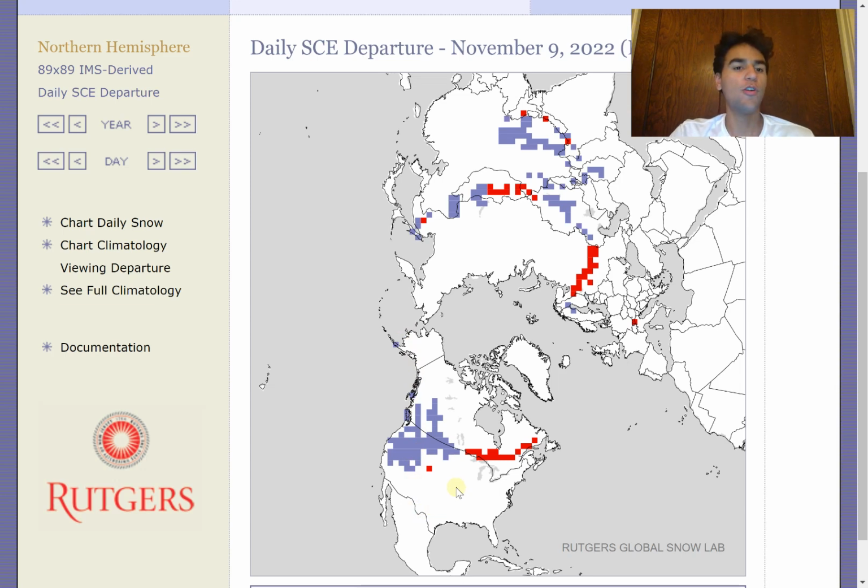So since we're seeing a larger area of snow extent than what we typically see on November 9th, we're more likely to be in a more active than usual winter, which would allow more snowstorms, which would increase the chance that you're going to experience more snowstorms this year for the United States.